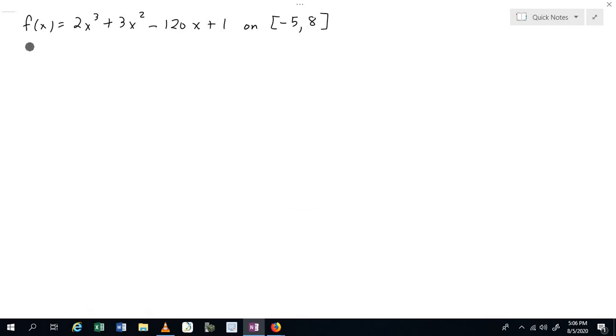So for part A, we're supposed to find the critical numbers for this function on this domain. Remember, critical numbers occur when the first derivative is either 0 or when the first derivative does not exist. So we're going to look at both of those cases. Okay, so let's find the first derivative. The first derivative here would be 6x squared plus 6x minus 120. And then we're going to look at the two different cases, when the derivative is 0 and when it does not exist.